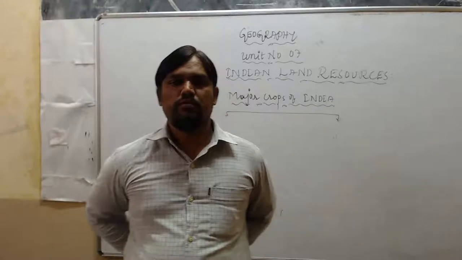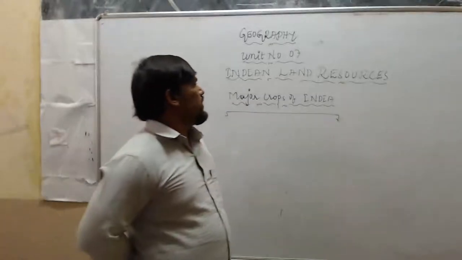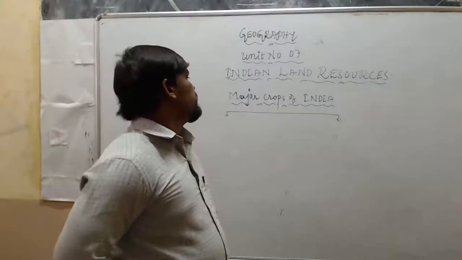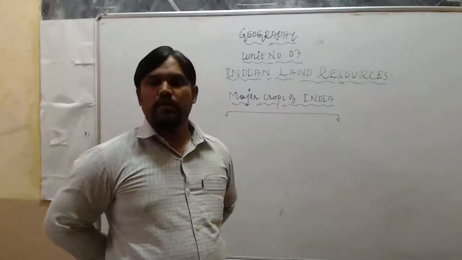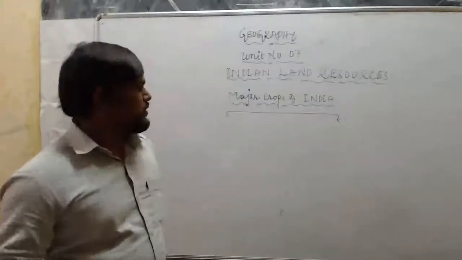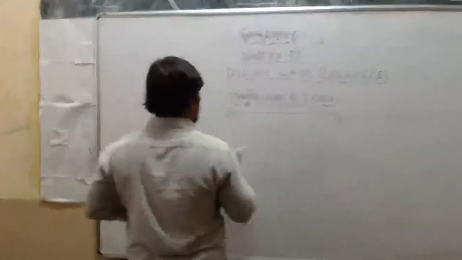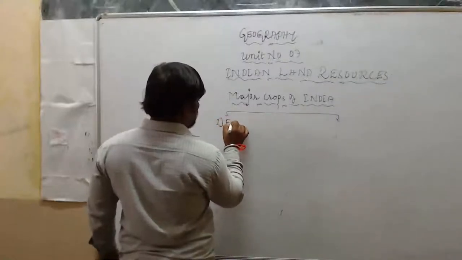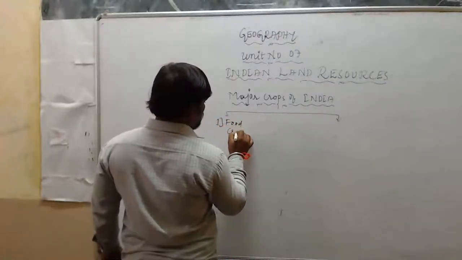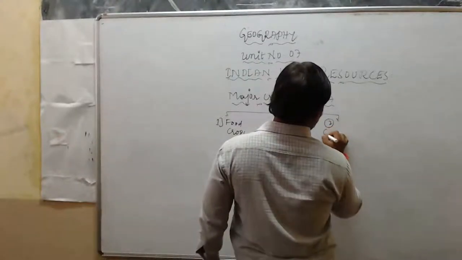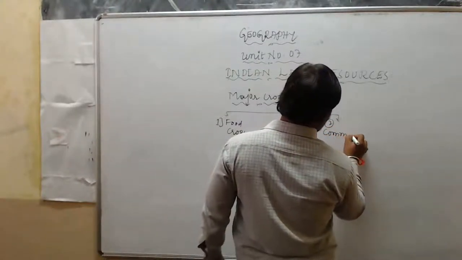In the previous class we were discussing Indian land resources, and in that we were discussing the major crops of India. Indian crops are broadly classified into two types. They are, first one, food crops, and second one, commercial crops.